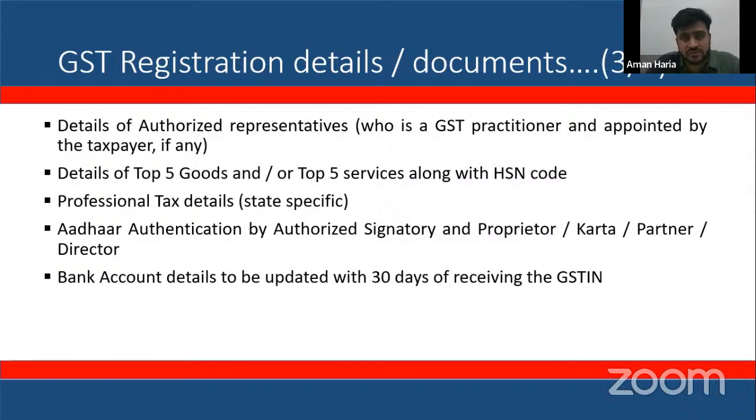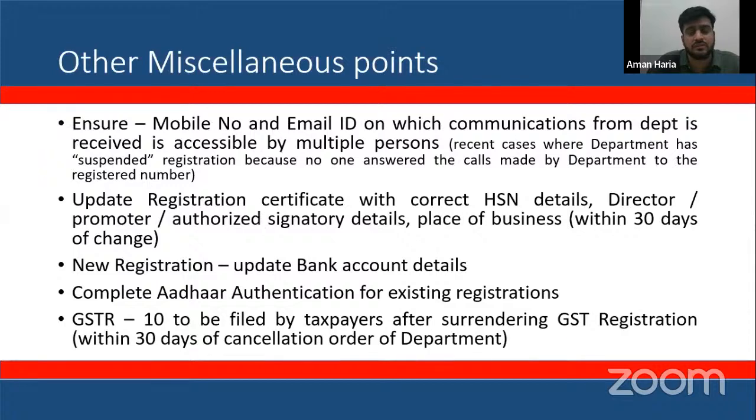Okay, so once we've done with this, one more thing that we wanted to highlight is some other miscellaneous aspects, specifically which have been coming up recently or which we have been facing, is that the mobile number and email ID on which communication is received from the department should be accessible by multiple persons. What we have seen is in certain organizations, the mobile number or the email ID was given of an individual person, and that individual has left a few months back, a couple of years back, and now that email ID or mobile number is no longer accessible.